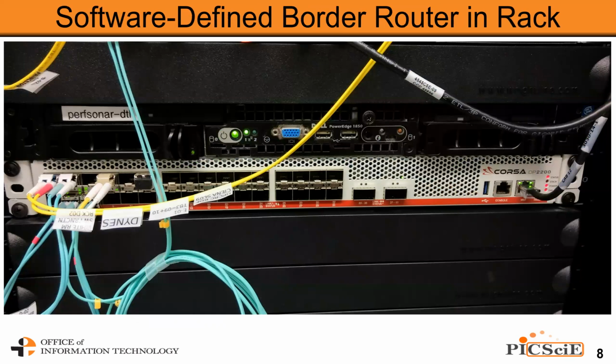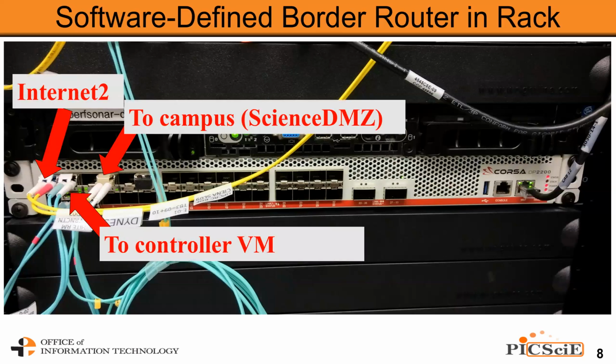This is just a photo. I like showing real photos because it looks real. This photo shows our actual software-defined border router in our rack. It is a Corsa DP2200 switch. You can see the yellow one is our Internet2 connection, our second connection to Internet2.